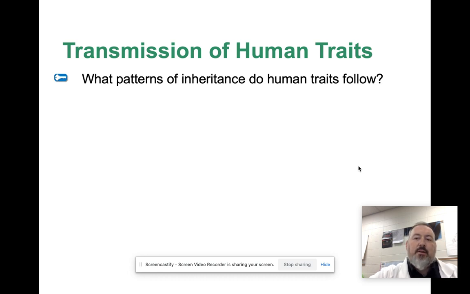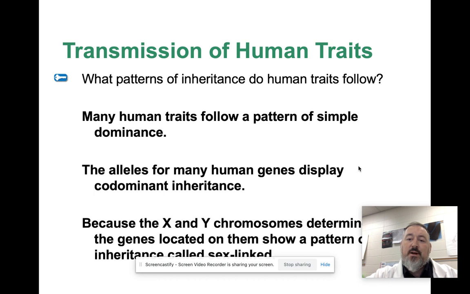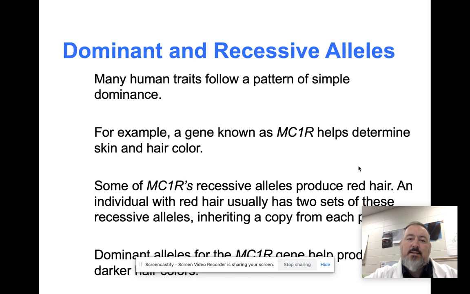So, the transmission of human traits. What patterns of inheritance do human traits follow? Many human traits follow a pattern of simple dominance. The alleles for some human genes display codominant inheritance. Because the X and Y chromosomes determine the sex, genes located on them show patterns of inheritance called sex linked. So these traits that you find on the X and Y chromosomes are called sex linked traits.